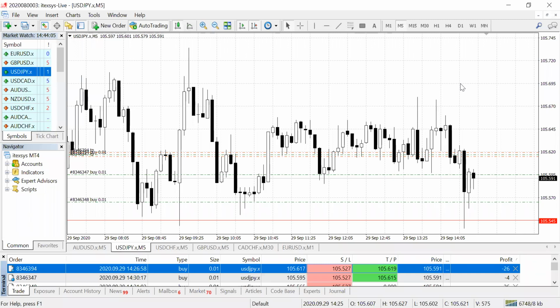There's just no movement, no volatility at all. Very quiet day, very quiet market.